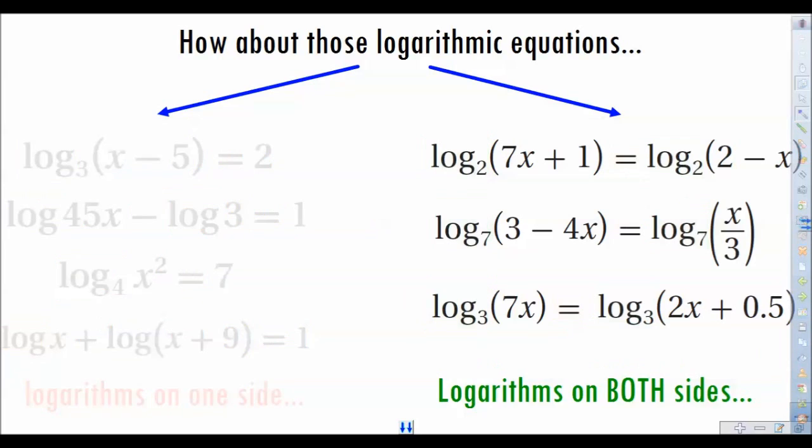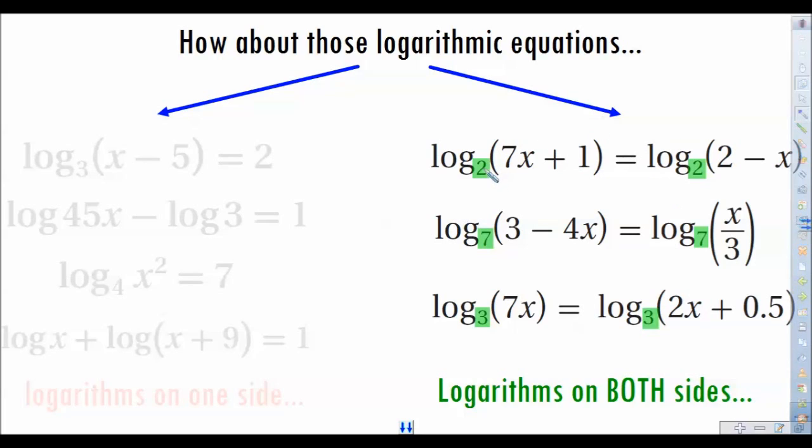I want to focus on these ones where the logarithms are on both sides for a second. What do you notice about the logarithms that are on both sides? On each one of these three equations, notice that the bases are the same. So I'm focusing on these ones first just because it's pretty quick work to set these problems up and solve. And let's just do one of them.